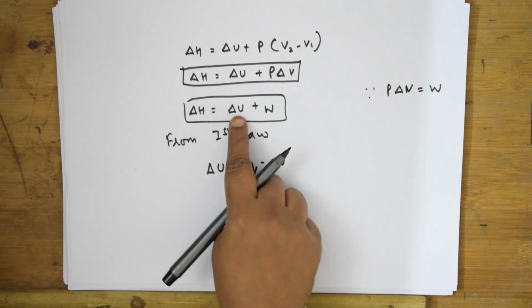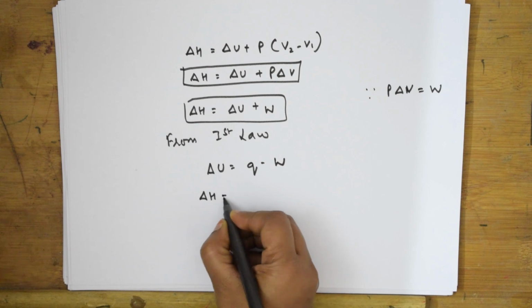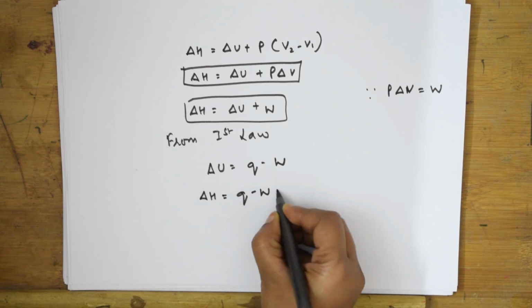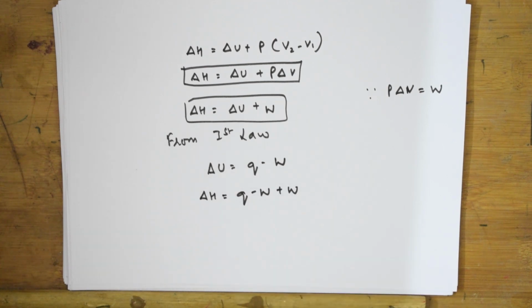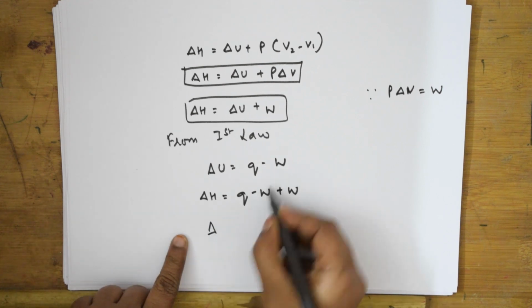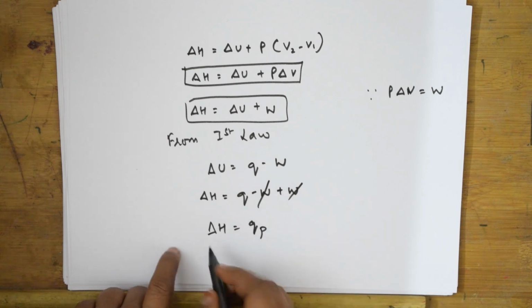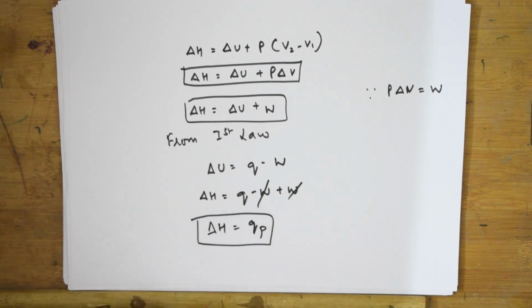So instead of delta U, let us write this value. What do we get? Delta H is equal to Q minus W plus W. Yes, so minus W and plus W gets cancelled. So what are we left with? We are left with delta H is equal to Q. Now what is the pressure here? Pressure is constant. This is the most important thing.